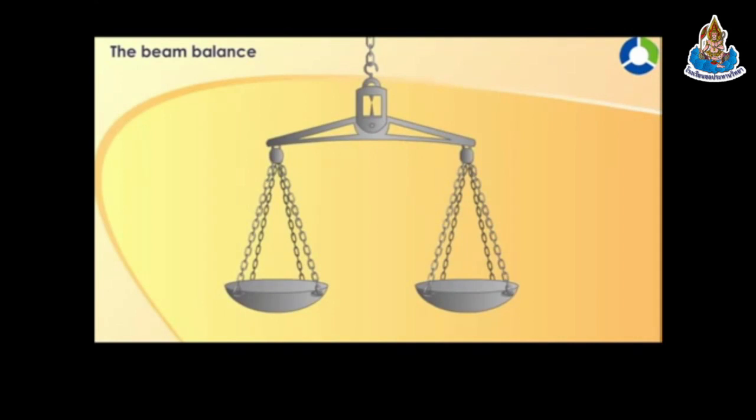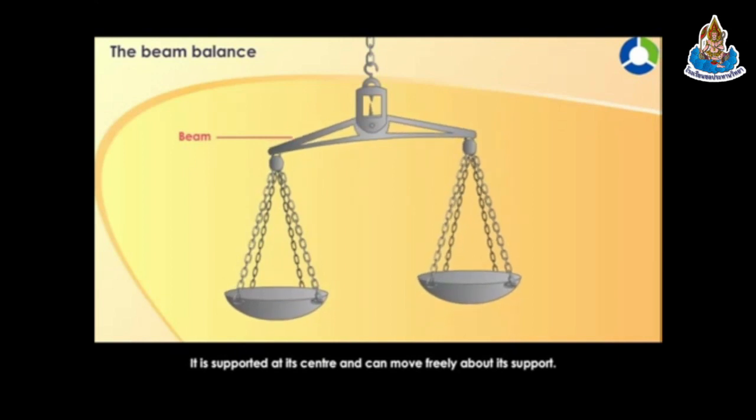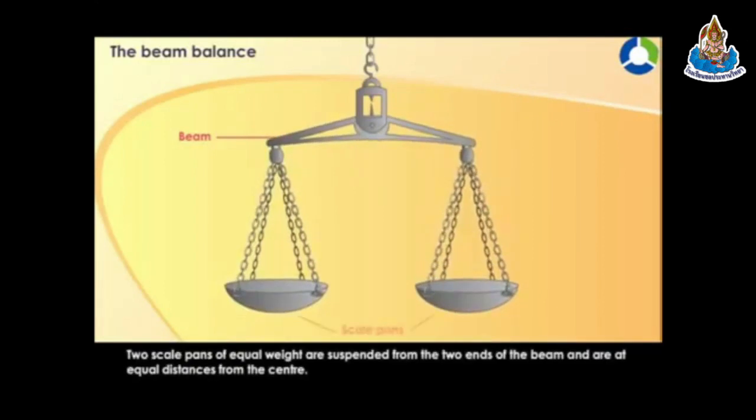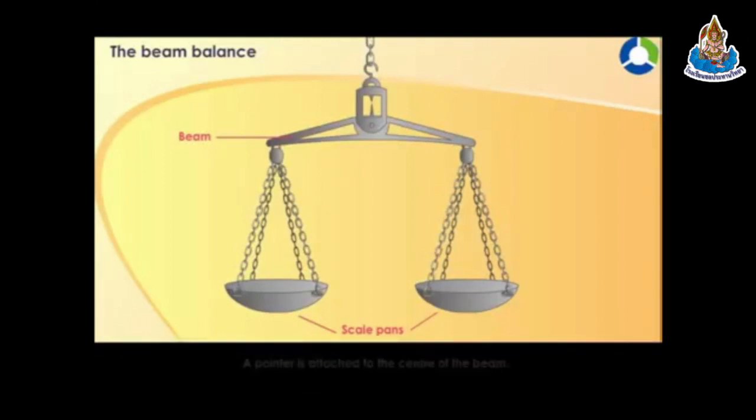So I will show you another video of a beam balance. So this is another kind, another style. This consists of a horizontal beam. It is supported at its center and can move freely about its support. Two scale pans of equal weight are suspended from two ends of the beam and are at equal distances from the center, as you can see.